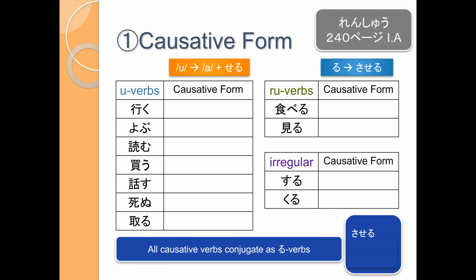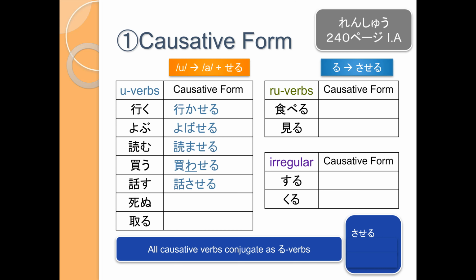So for example, iku will change to ikaseru, yobu, yobaseru, yomu, yomaseru, kau, kawaseru. Remember, the ones that end in u, when we change to an a sound, instead of changing just to a, we change to wa. So kau becomes kawaseru.